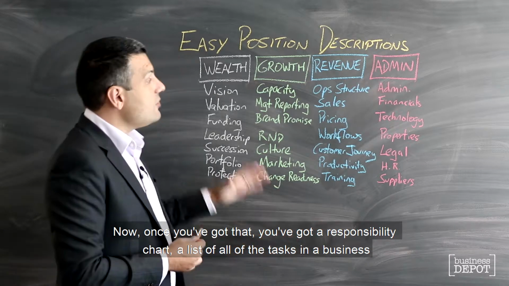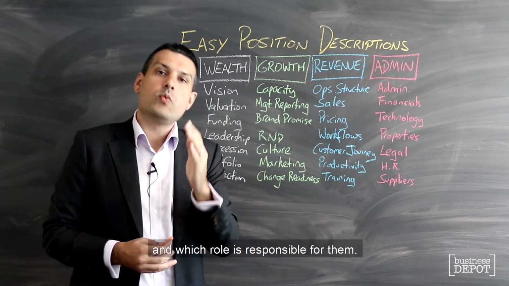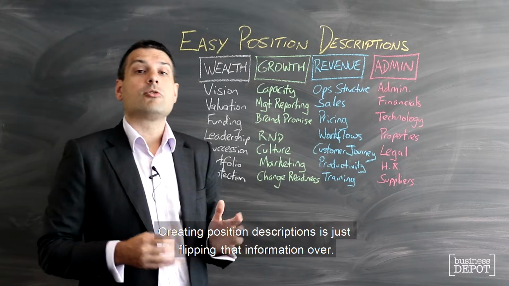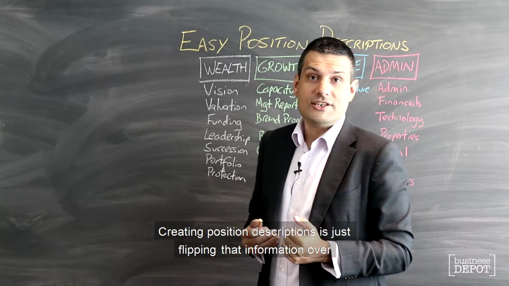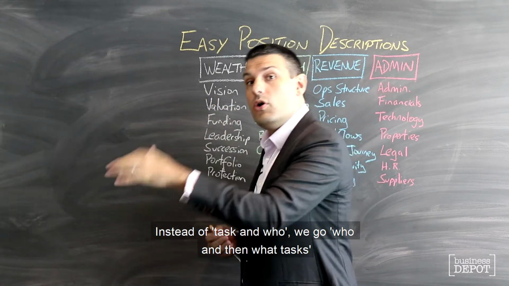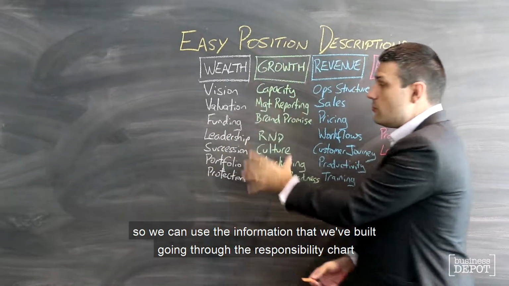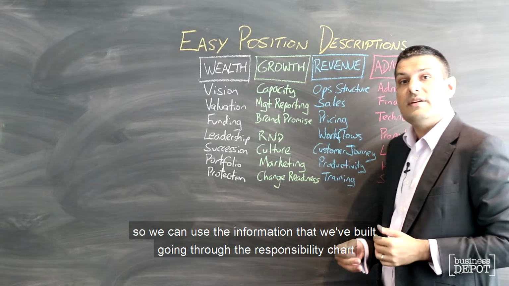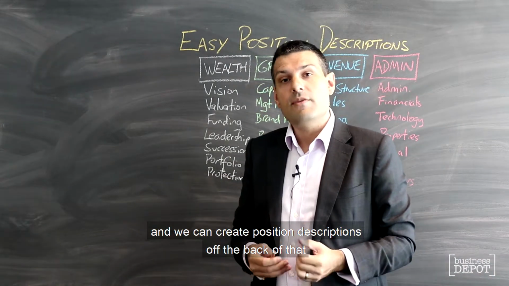Now, once you've got that, you've got a responsibility chart, a list of all of the tasks in a business and which role is responsible for them. Creating position descriptions is just flipping that information over. Instead of task and who, we go who and then what tasks. So we can use the information that we've built going through the responsibility chart, and we can create position descriptions off the back of that.